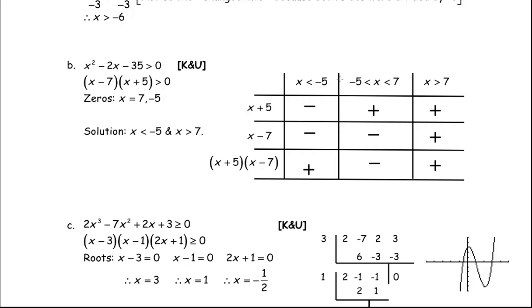So it's kind of like this is negative 5, and this is positive 7. So below negative 5, between them, and above 7. And what we're going to do is check the sign of each of these factors, and then the whole thing to see where it's positive, where it's negative.